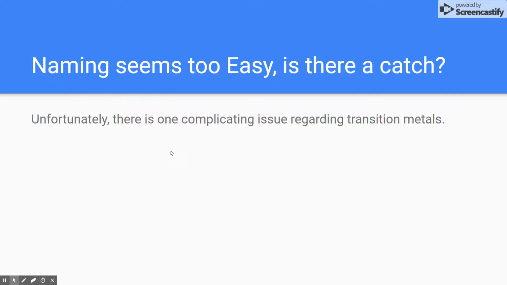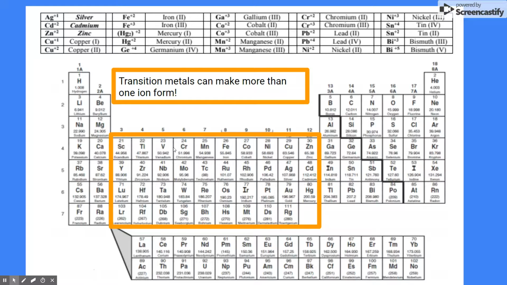At this point, you probably think naming seems too easy, so there must be a catch. And unfortunately, there is one complicating issue regarding transition metals. Okay, so let's take a look at our periodic table again. Outlined in orange are the transition metals on the periodic table.